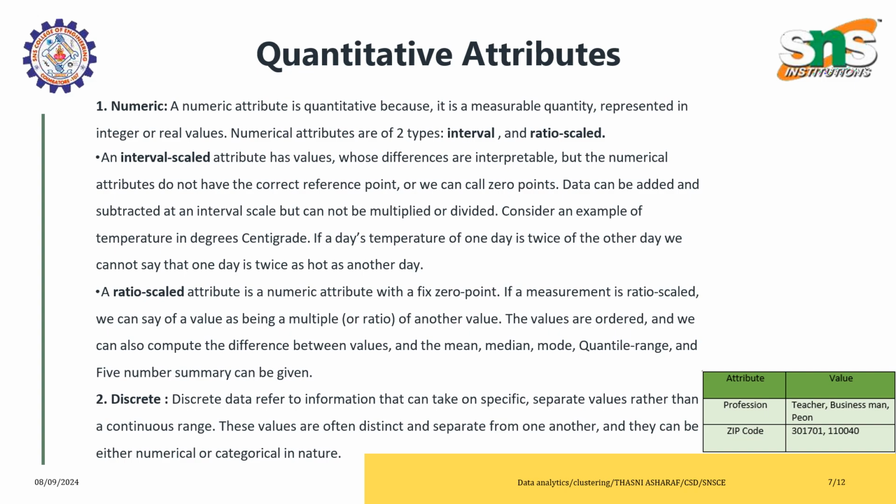Next one is discrete. Discrete data refers to information that can take on specific separate values rather than a continuous range. These values are often distinct and separate from one another, and they can be either numerical or categorical in nature. For example, my attribute is profession, but it can be any profession like teacher, businessman, or peon, anything. And zip code can be the same way.